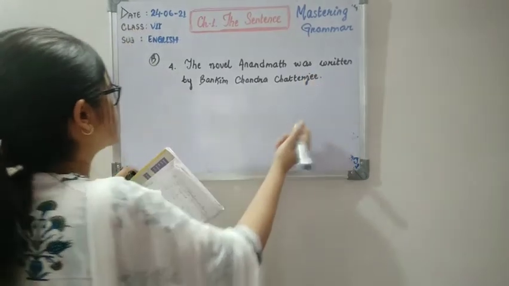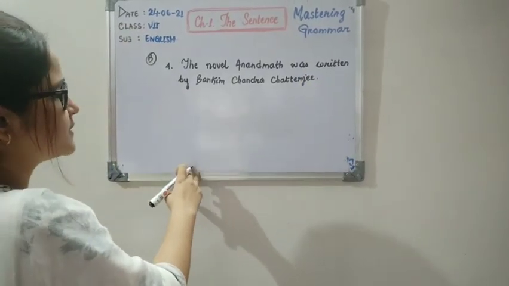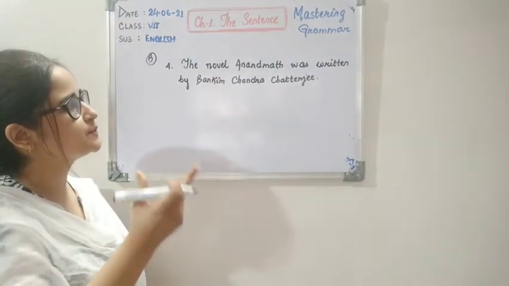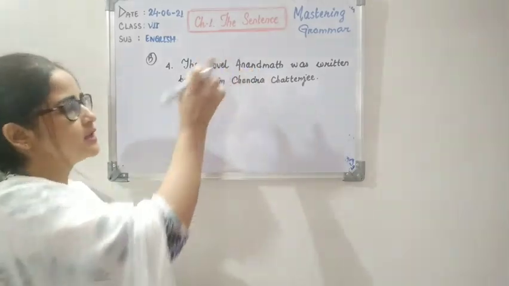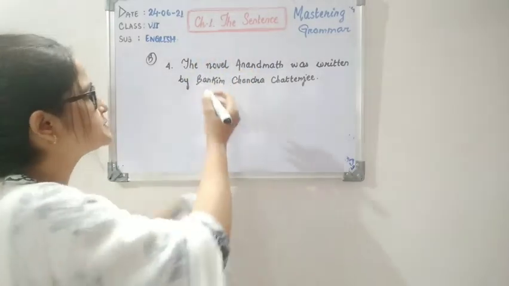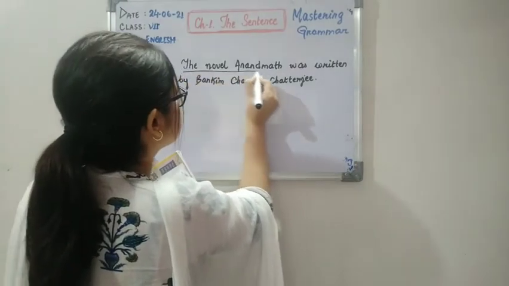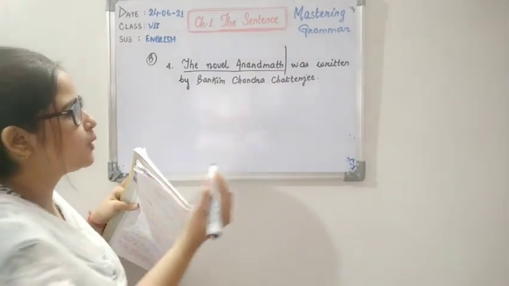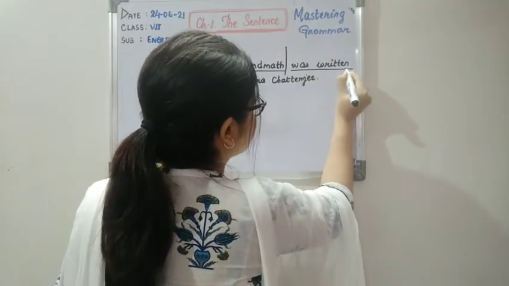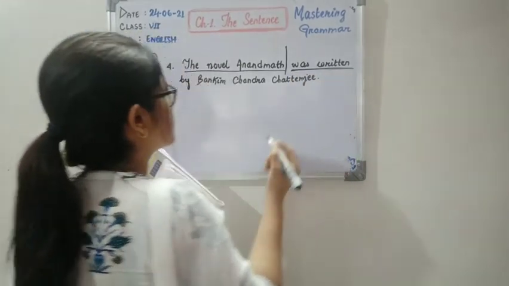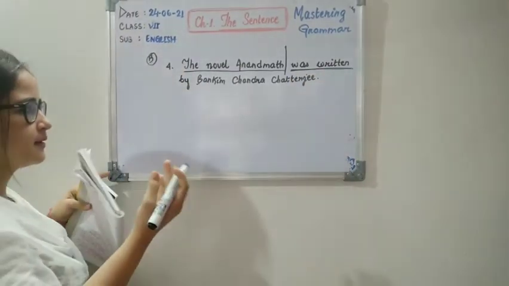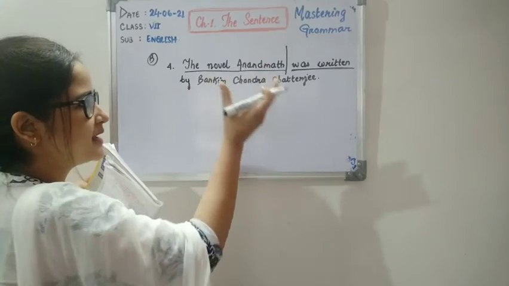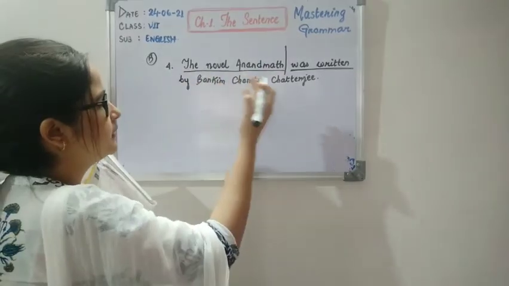Okay children, so this is our sentence. The novel Anand Mat was written by Bankim Chandra Chatterjee. So what are we talking about in this sentence? We are talking about the novel Anand Mat, right? So for obvious reasons, this is the subject, okay? And then I told you the predicate always must have a verb. So was written is the verb. We know to write is a verb, to write is an action. So was written is the verb here. So for the rest of the part, after the novel Anand Mat, what has been told about it is that it was written by Bankim Chandra.